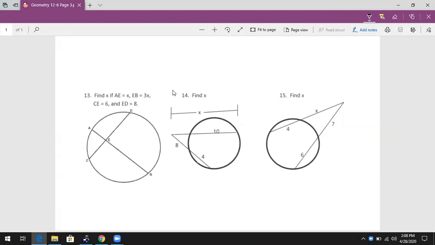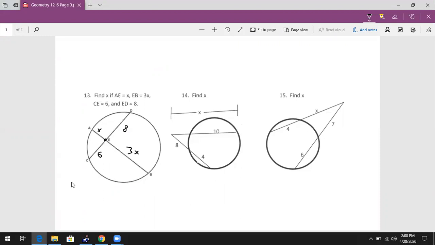All right, 13 says find x if AE is x, EB is 3x, CE is 6, and ED is 8. Well, this is a situation where they're intersecting inside the circle. You've got two chords here.